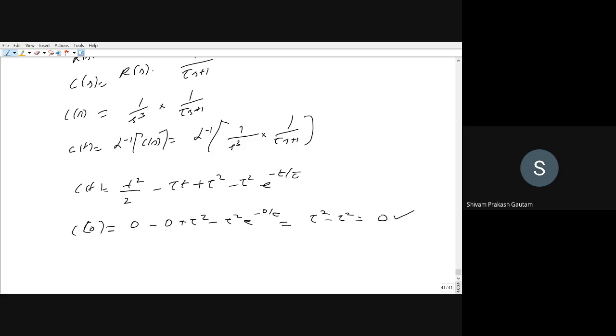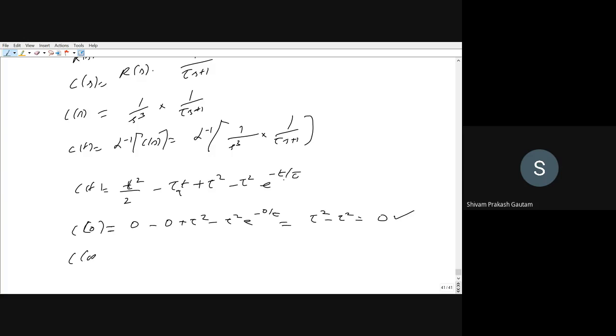Just check. Yes, sir. Okay, I have done nothing but I have put time is equal to 0. So you can see this part will become 0. This part will become 0. This is tau square, and this is e to the power 0. E to the power minus 0, or e to the power 0, is 1. So this will be minus tau square. Tau square will cancel out. So we will get 0.